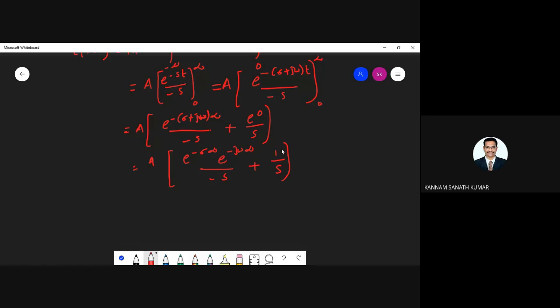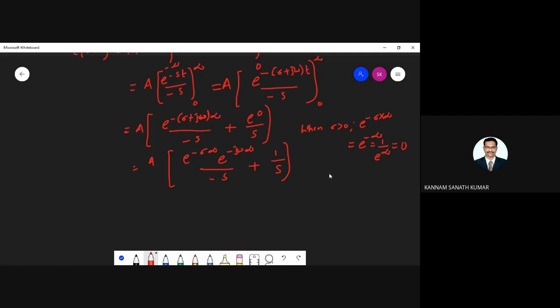So depending on the sigma value, when sigma is greater than 0, when sigma is positive, what do you get? e power minus sigma into infinity, that is e power minus infinity. This is nothing but 1 by e power infinity, so you get 0.